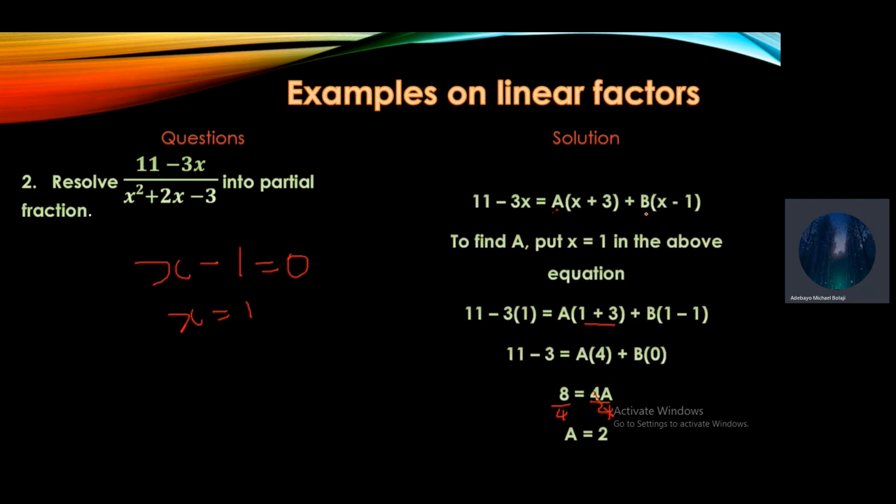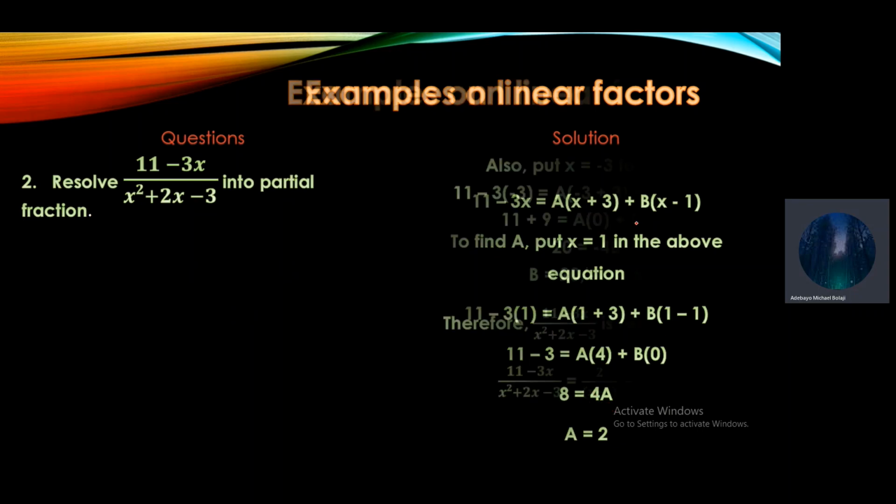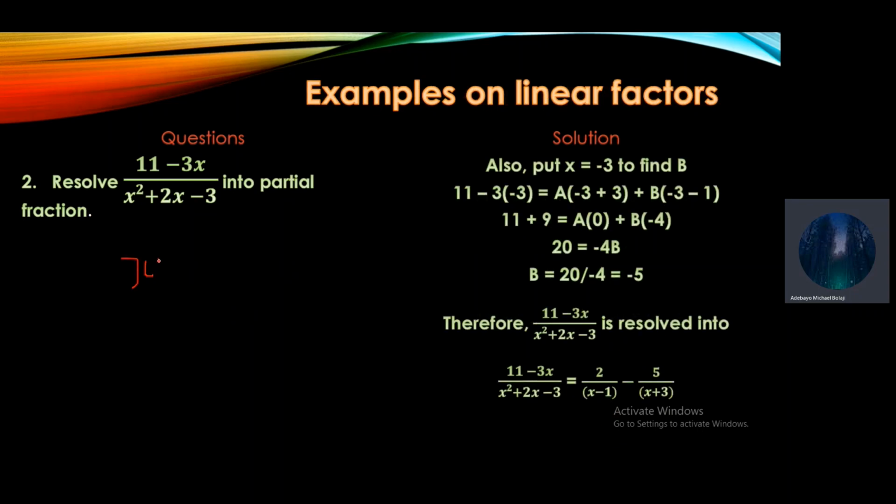Before we go on, let's look at what we have for b. For b, we have x minus 1. The factor not attached with b is x plus 3, right? So we equate x plus 3 equals 0. So x will give us minus 3. So we put this minus 3 into our equation. Minus 3 times minus 3 will give us plus 9. Minus 3 plus 3 will give us 0, right? Minus 3 minus 1 will give us minus 4, right?